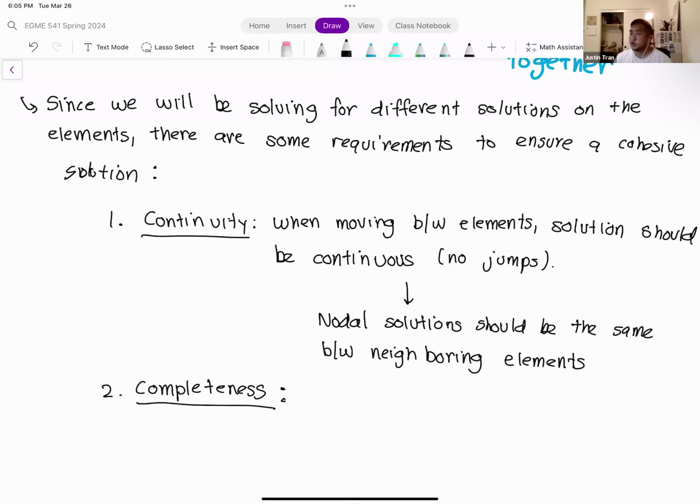So completeness has to do with the mathematical form of the solution. You already saw in the weak form that part of our solution procedure is to assume a functional form of the solution, right? And so that functional form has to have some rules associated with it, in particular for polynomials. For our class, we're not going to do anything exotic.